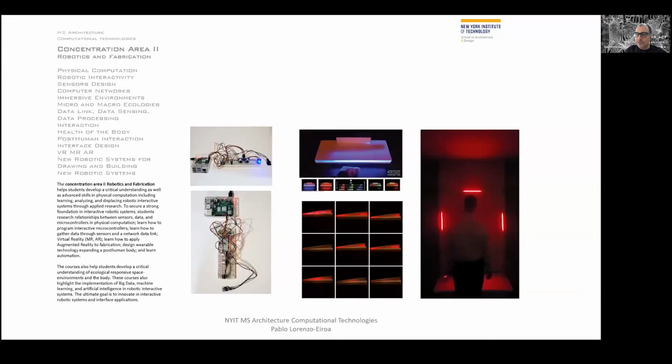In robotic interactivity, we're going to learn how to work with Raspberry Pi or Arduino, depending on the faculty, in developing interactive physical computation systems. So for instance, to regulate light, but also to sense reality, to map reality through our own data acquisition systems. That's why we're going to be looking at these problems: sensor design, developing interactivity, but also immersive environments, and to think, for instance, about data link and data sensing.